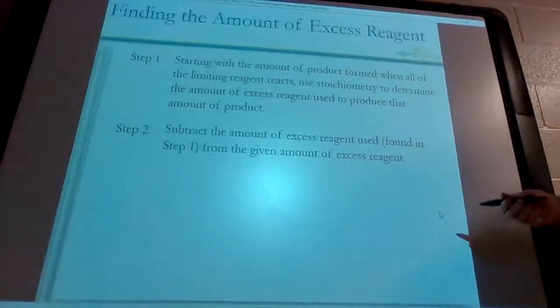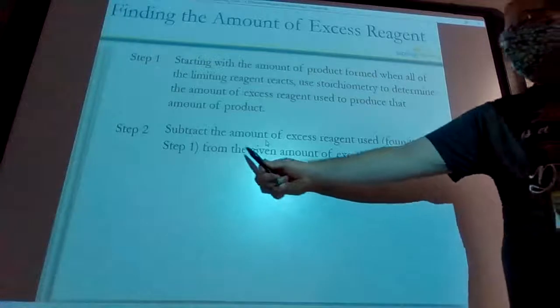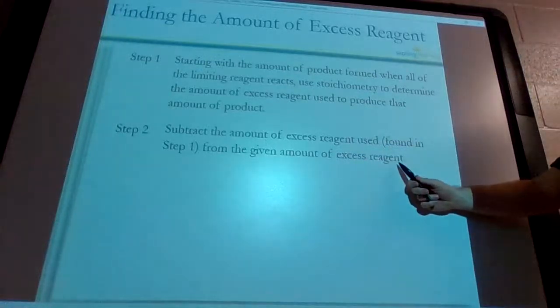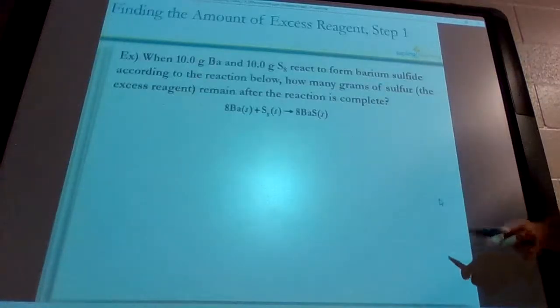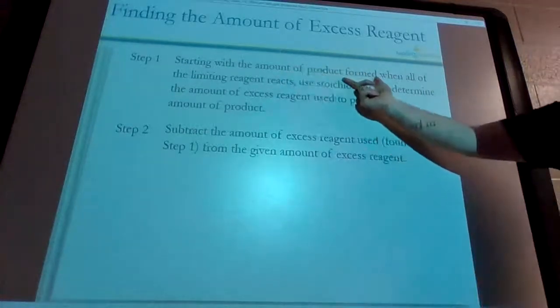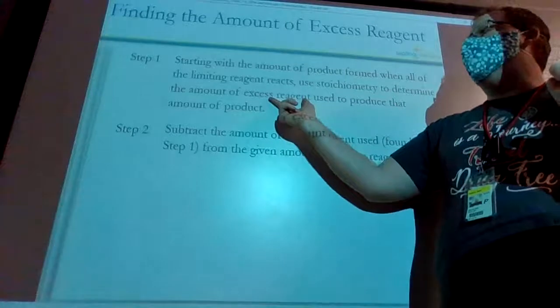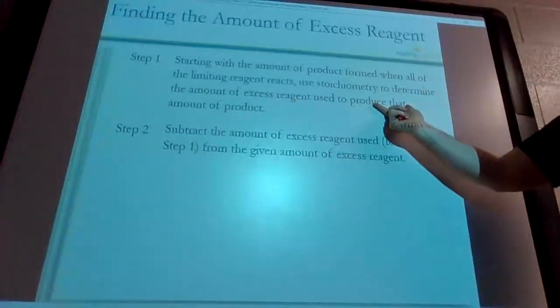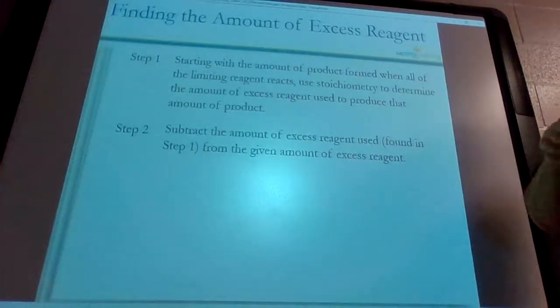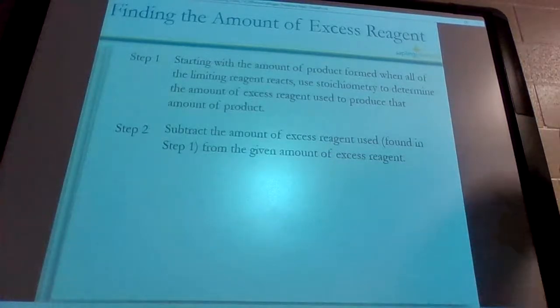So subtract the amount of excess reagent used from the given amount of excess reagent is step 2. And then, they don't have a step 3. So step 1, what I need to do, I need to take this amount that I made in my last math equation and use the stoichiometry to determine how much I actually needed from that. And so this is actually where writing stuff down comes very much into play. And I want to show you this.